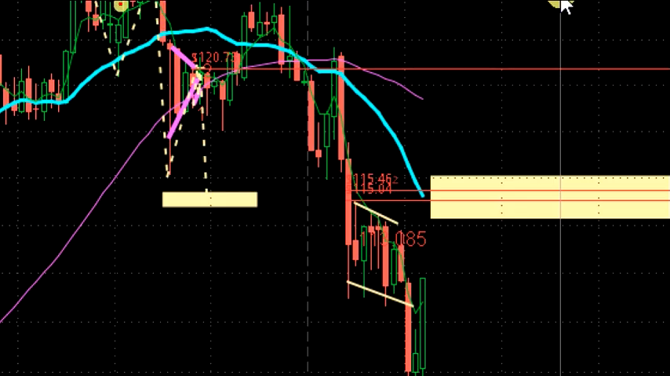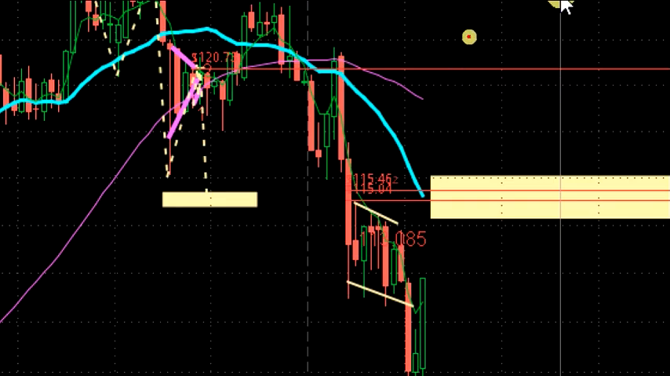But this happens all the time, where you break down through these levels, the market comes back up and tests it, and when it goes back through again, it just falls. So it really did it kind of twice here. It fell through, retested, fell through, retested, and just collapsed.